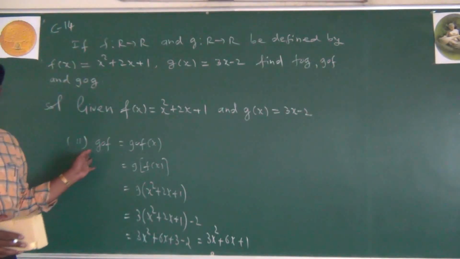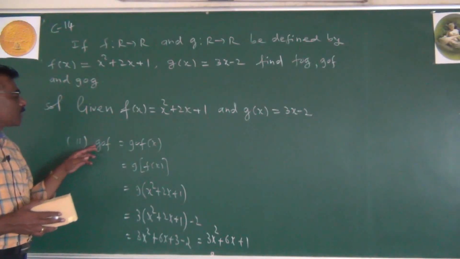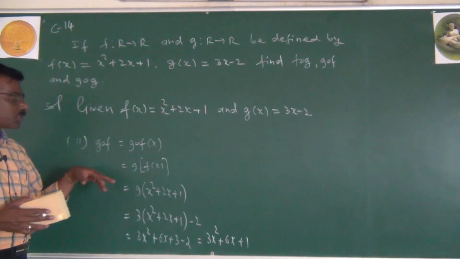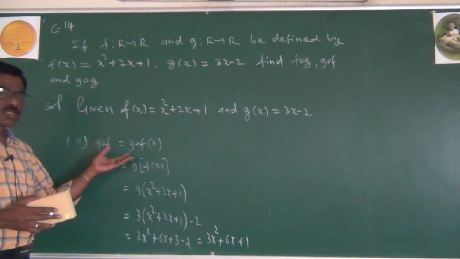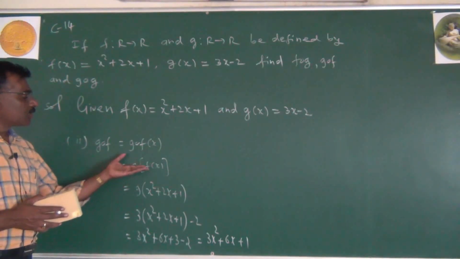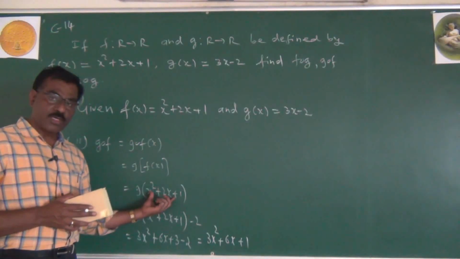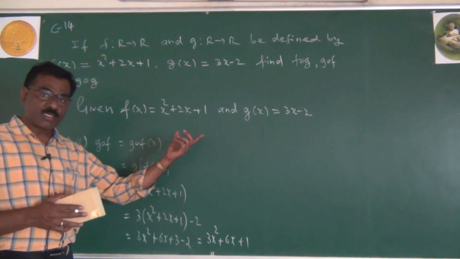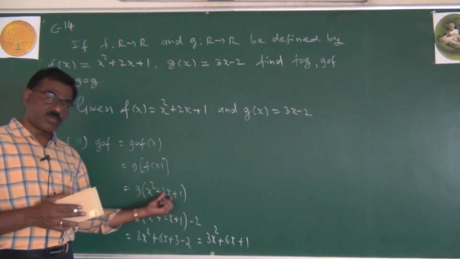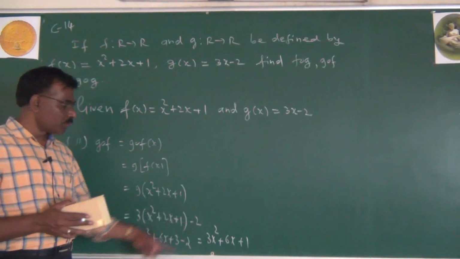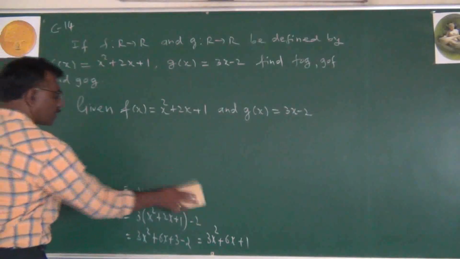This is the g composition f. By the composition definition, g of f of x, substituting f of x as x square plus 2x plus 1. Just assume this is x only: you read g of x as 3x minus 2, replacing x by x square plus 2x plus 1. So this is the final answer.